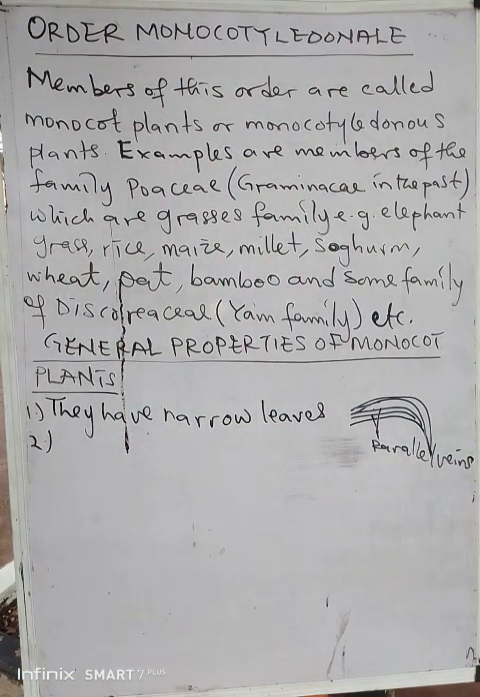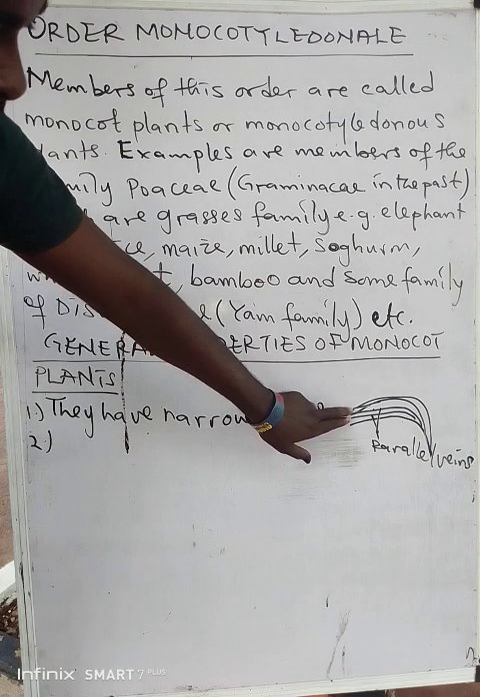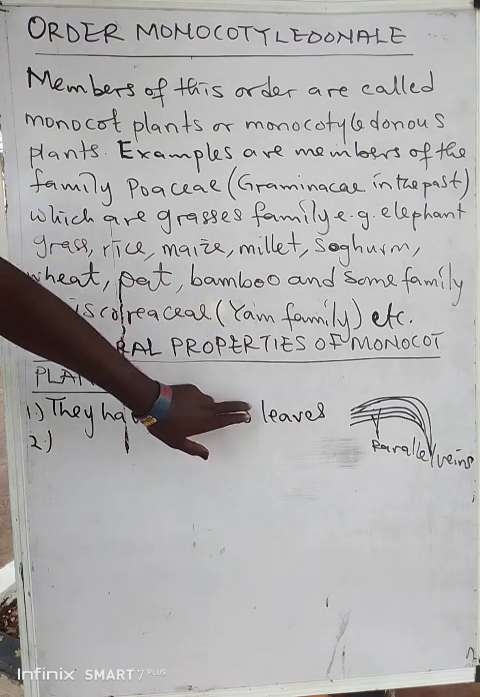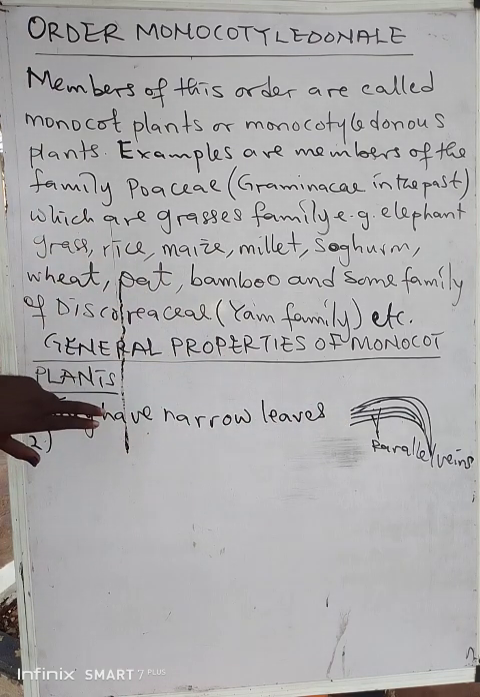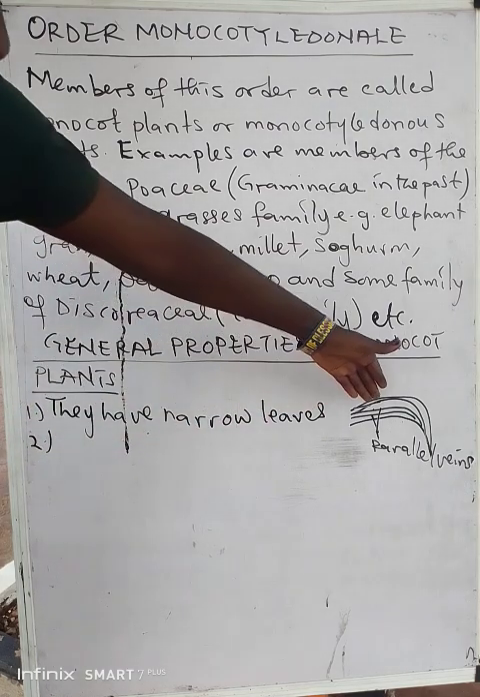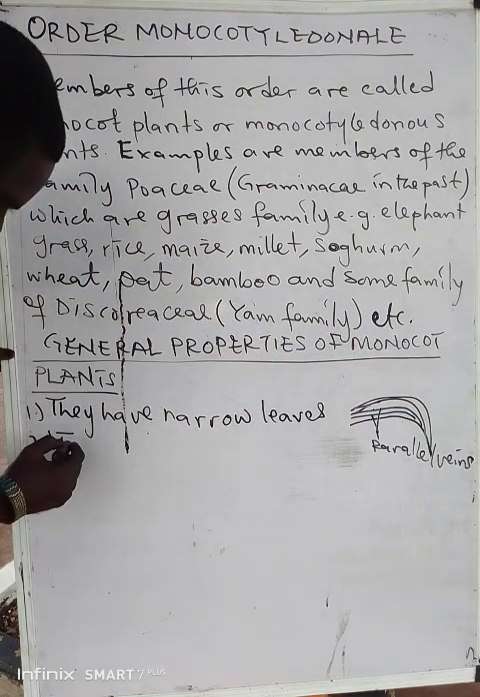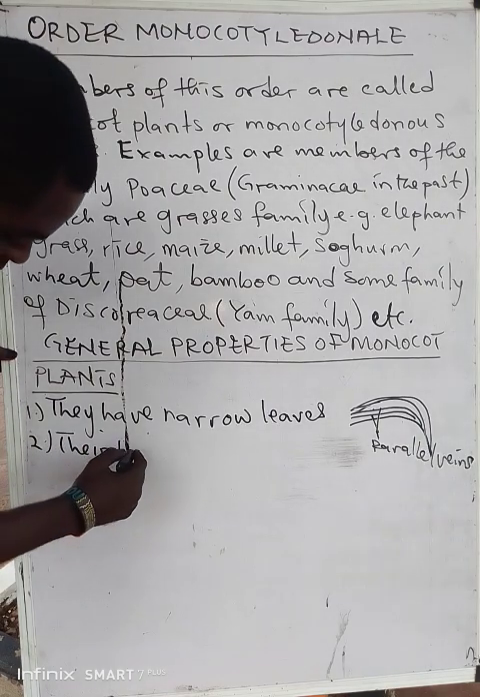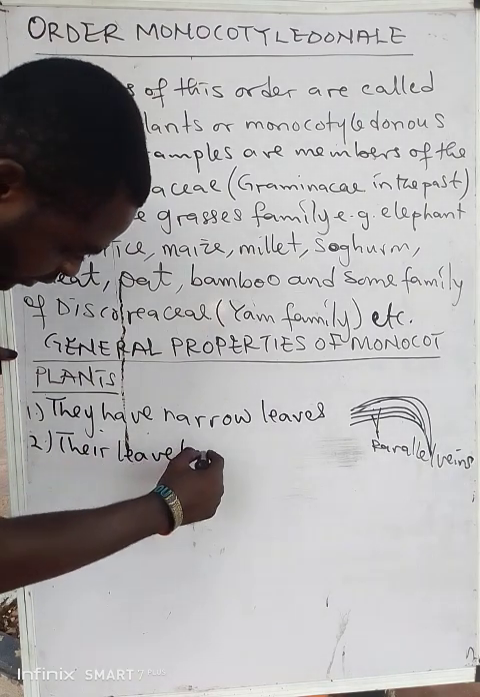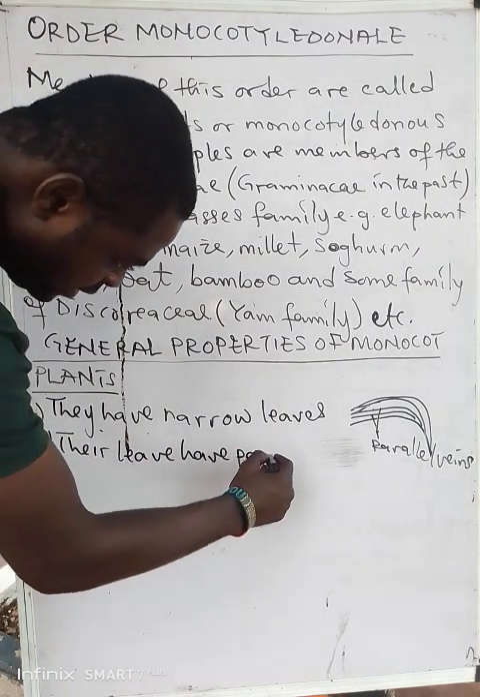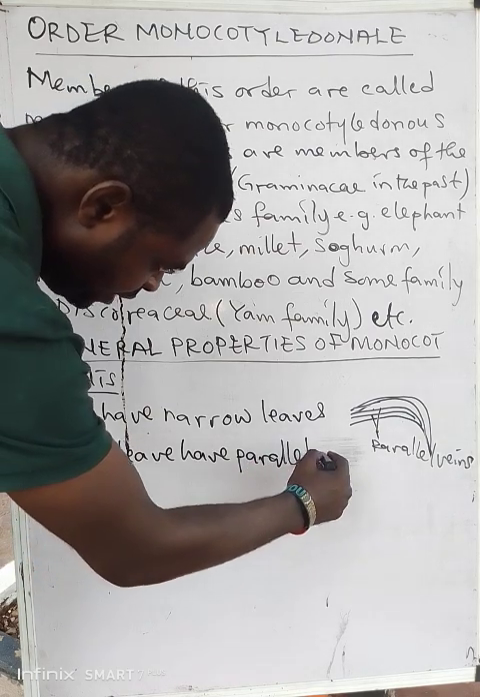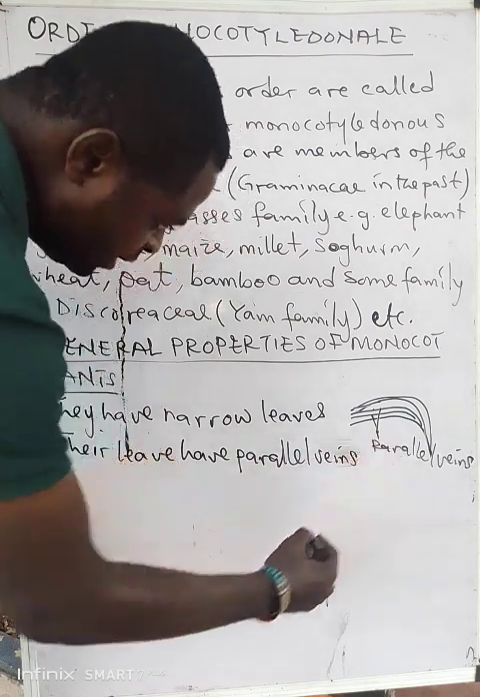When you continue to look at these two lines, why are they parallel? Continue to produce them, they will never meet anywhere. Are we together now? So they have these kind of veins. So we can say that their leaves have parallel veins. The veins are parallel.